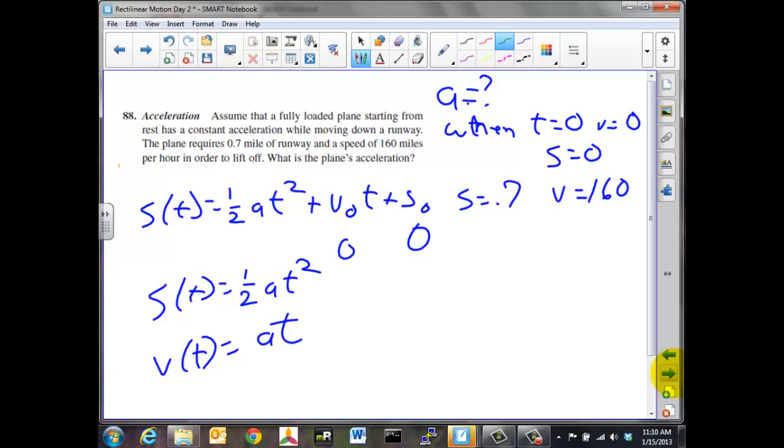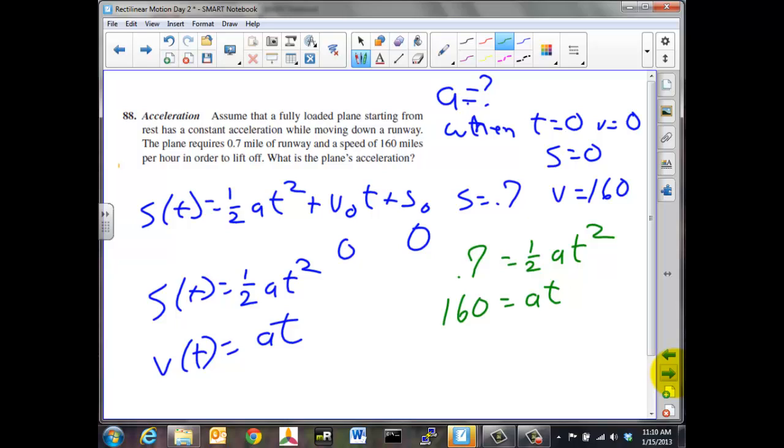Say v of t equals 0, and, oh no. Drew said we could say 160 equals AT squared, right? No, we can't say that. That's AT. We could say this, couldn't we? 0.7 equals AT squared, couldn't we? Yeah, but that doesn't help. Well, we could solve for t. Couldn't we say this?